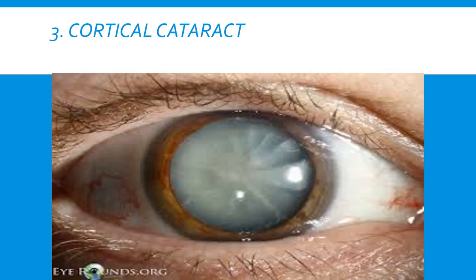Number 3, hypermature cataract has a shrunken and wrinkled anterior capsule due to leakage of water of the lens.